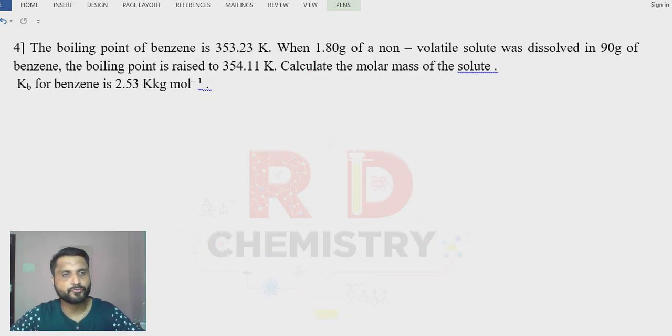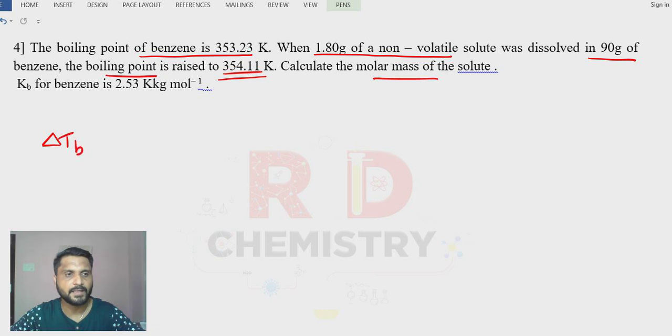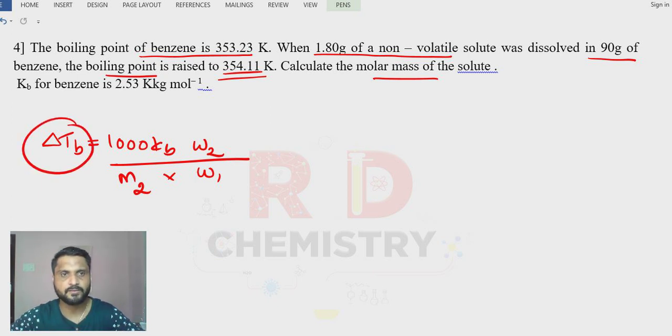Question number 4 is from the solution chapter, and this is based on the elevation of the boiling point. Where the boiling point is mentioned here. The boiling point of benzene is given. When 1.80 gram of a non-volatile solute is dissolved in 90 grams of benzene, the boiling point was increased. Calculate the molar mass of the solute, and Kb is given. So you have to remember the formula: delta Tb, the elevation of boiling point, is equal to 1000 Kb into W2 divided by W1 into the molar mass of the solute. So we'll calculate what is the delta Tb difference.